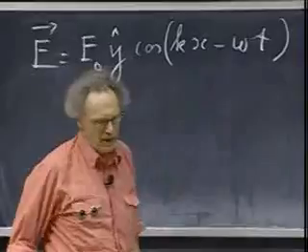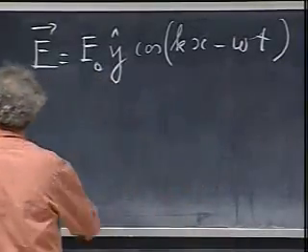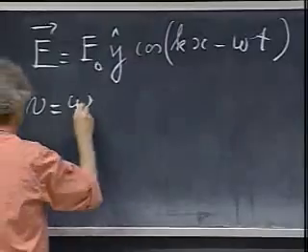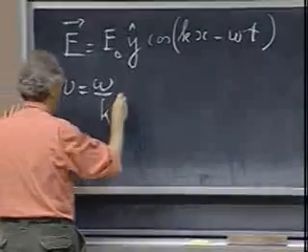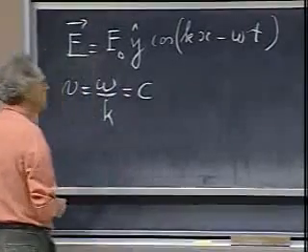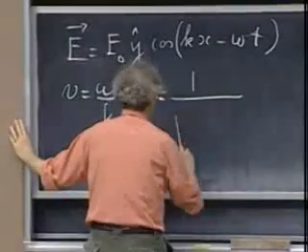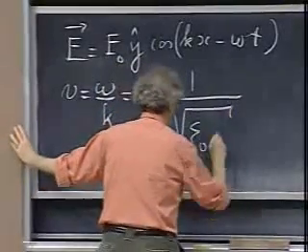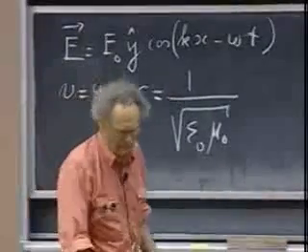The wave is traveling in the plus x direction, and the speed of propagation is omega divided by k. And if this is vacuum, which I will assume for now, then that is c. And as we have seen from Maxwell's equations, c is 1 divided by the square root of epsilon 0 mu 0. Surprising as that is, that comes out of Maxwell's equations.